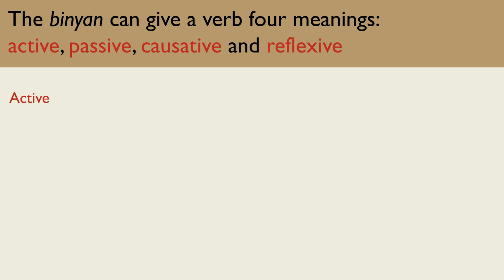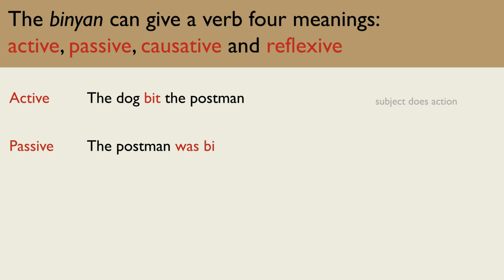Active is when the subject of the sentence does the action. For example, the dog bit the postman. Passive is when the subject of the sentence has the action done to it. For example, the postman was bitten by the dog.